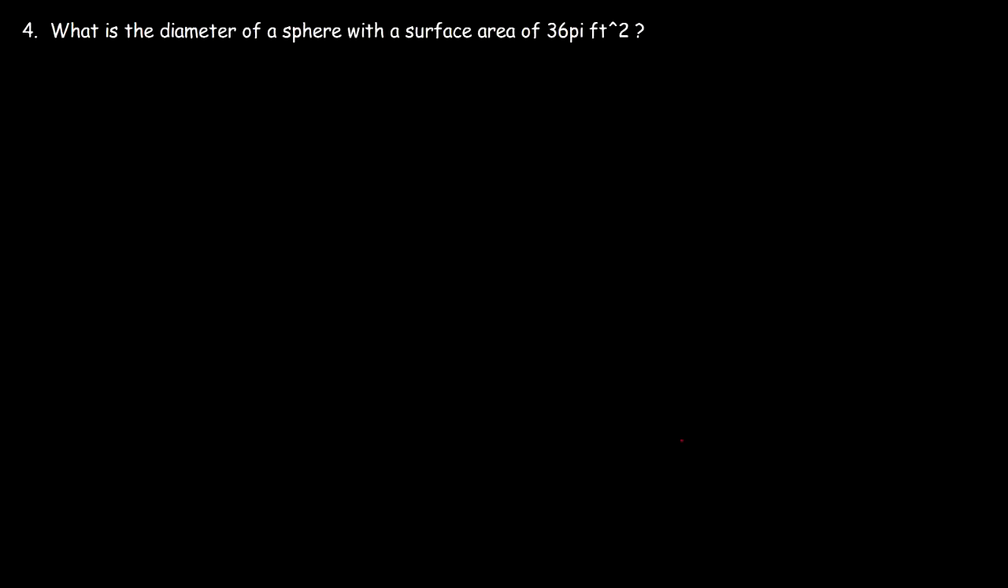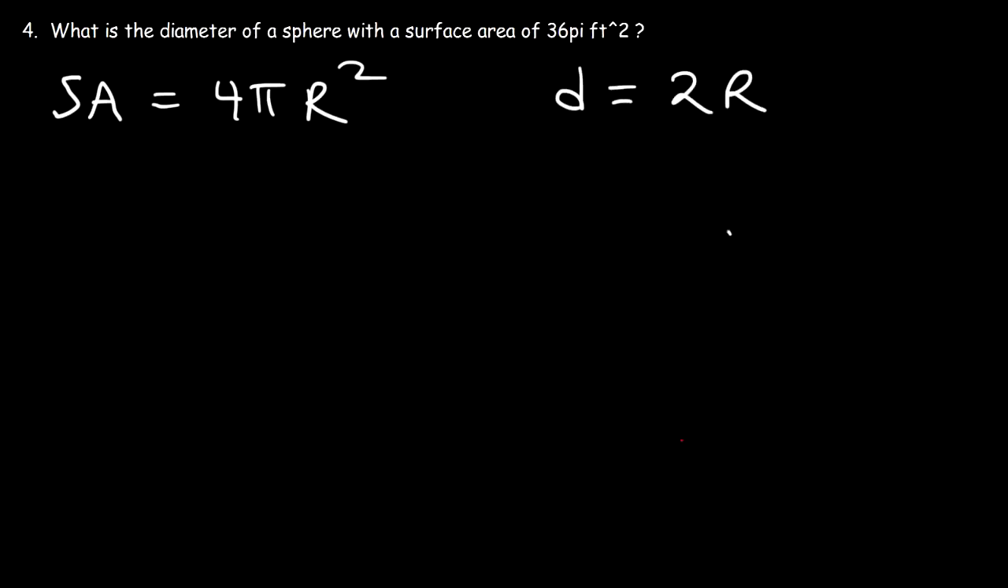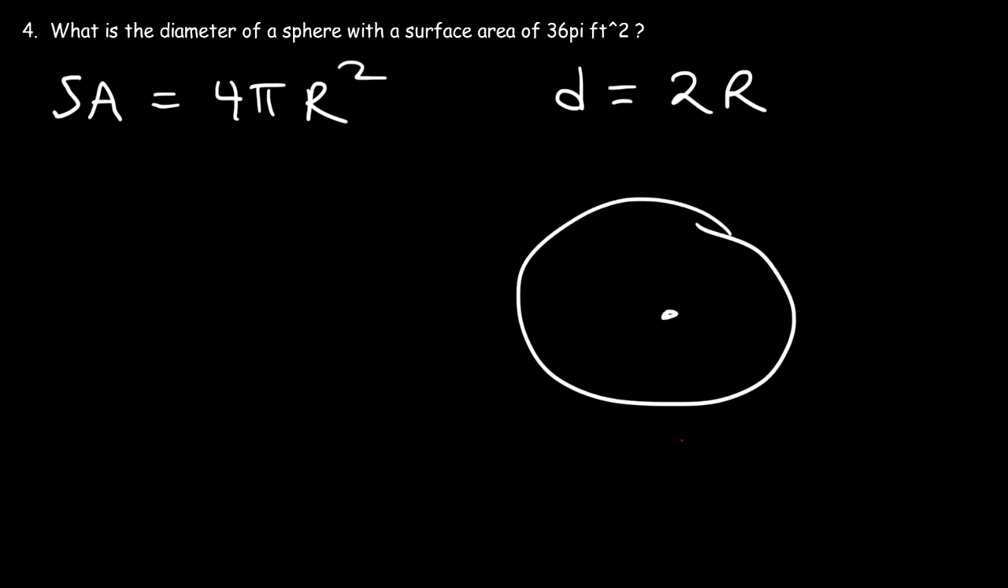Number 4. What is the diameter of a sphere with a surface area of 36 pi square feet? Using this formula, we could find the radius. The surface area is 4 pi r squared. And once we have the radius, we could find the diameter. The diameter is simply 2r. So let's say if you have a circle with radius r, the diameter is basically twice the radius. It's from one end to the other end, and it passes through the center of the circle or sphere.